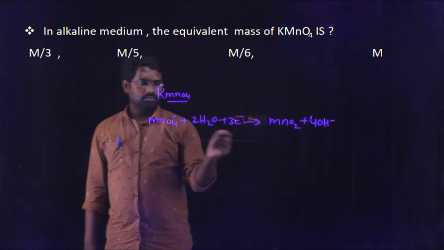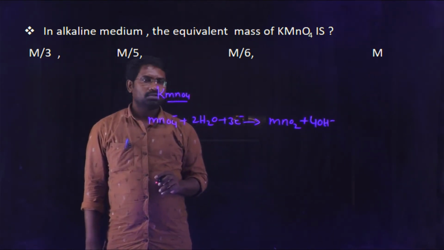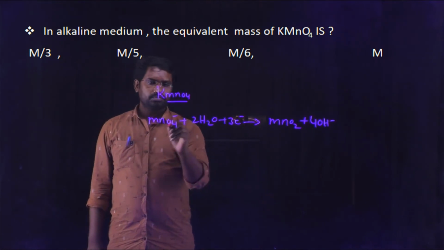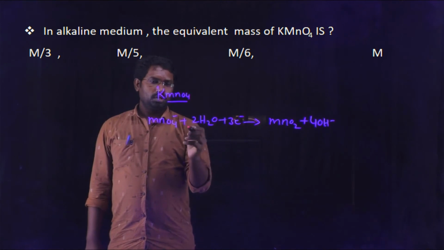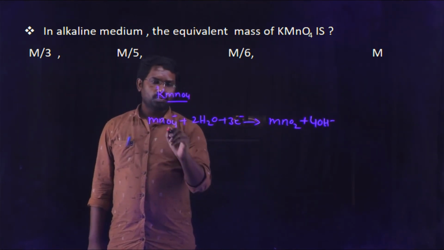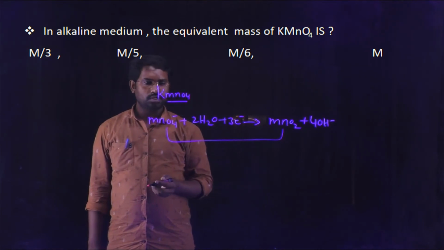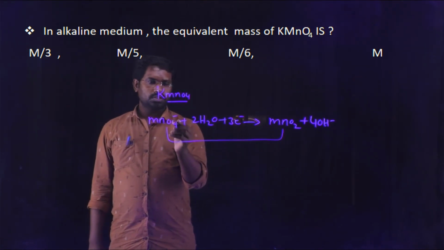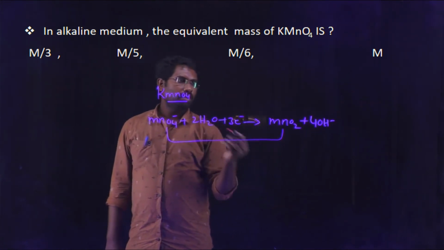Permanganate ion changes into manganese dioxide in alkaline medium, that is a basic medium. Therefore, MnO4 minus changes to MnO2. Here 3 electrons are involved. So oxygens are 4 plus 2, 6. So the number of hydrogens is 4.